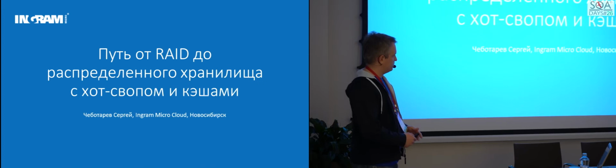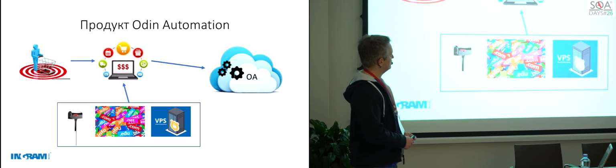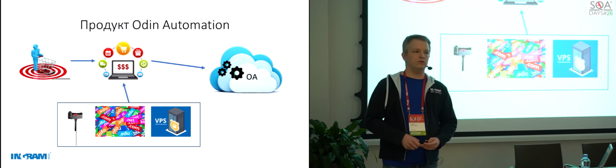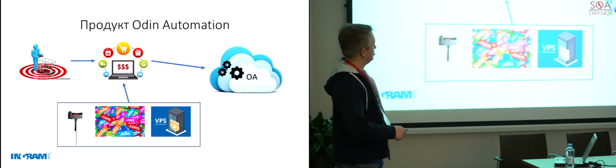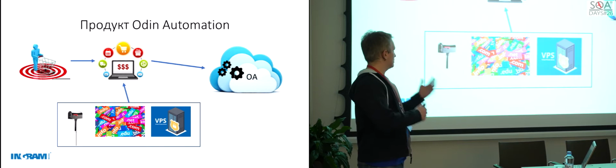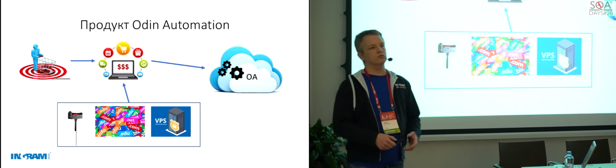To start with, I would like to introduce our context, what we are busy doing. We develop an automation product. It is a business host, cloud provider automation. The final customer comes to a web shop. He wants to buy a few mailboxes, a VPS, a domain. Everything is wrapped into one subscription. Money is paid. And our product, Odin Automation, does the rest of the things.